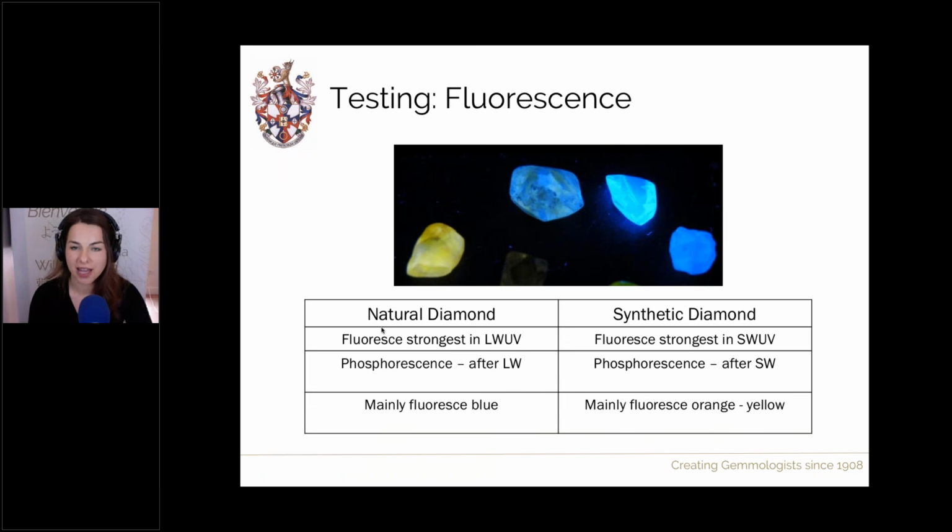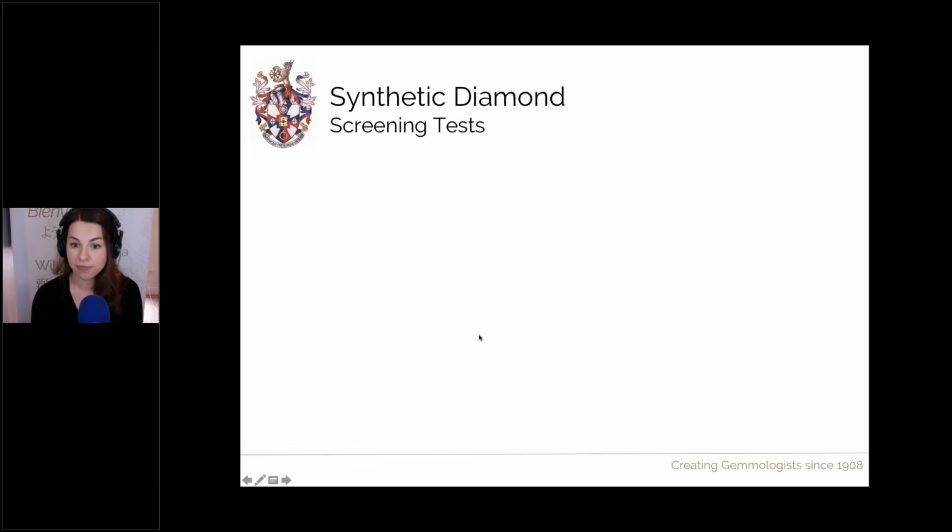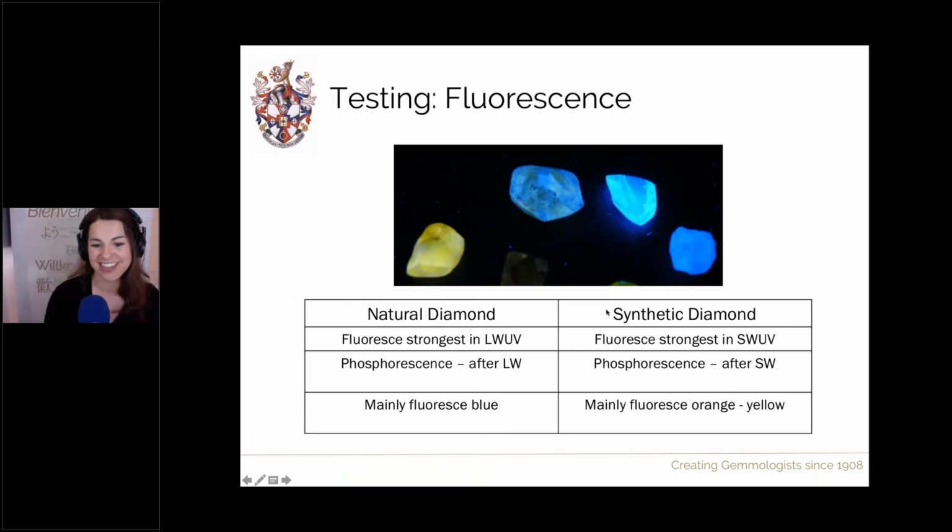And lastly, we can look at the colors of fluorescence as well. So natural diamond mainly fluoresces blue, and can fluoresce other colors as well, such as yellow, green, white, red, but the main color is blue. When it comes to your synthetics, they will mainly fluoresce orange to yellow under shortwave. So this can be really, really helpful as well. But the main point is where they fluoresce, so which light source they fluoresce strongest under. That can be the biggest clue.